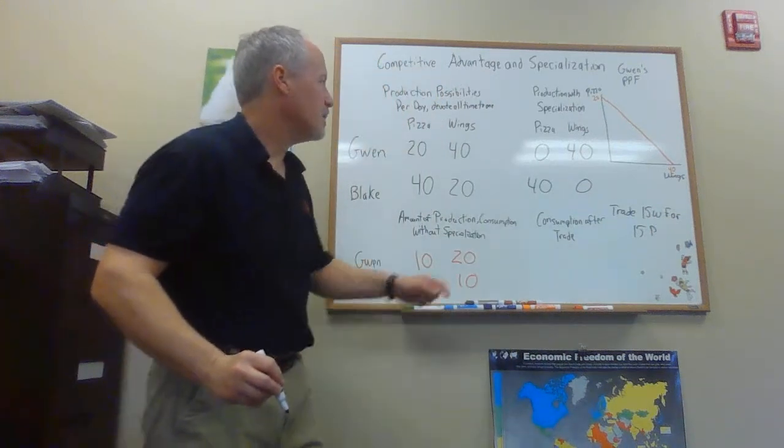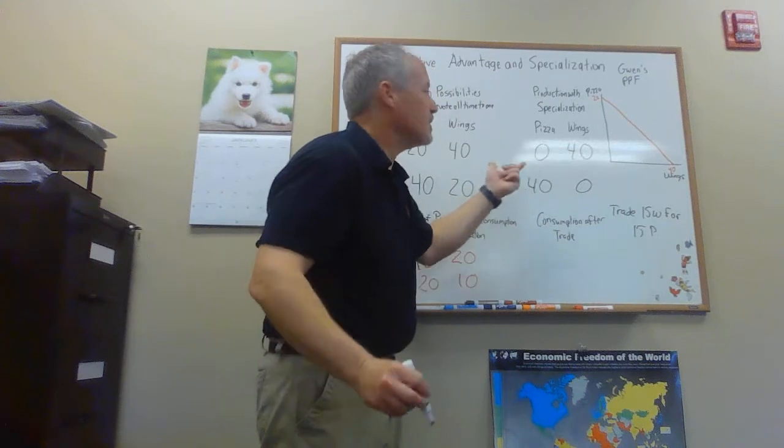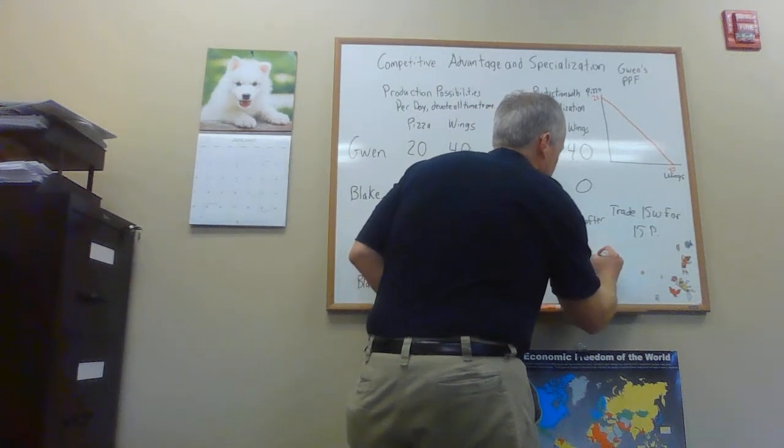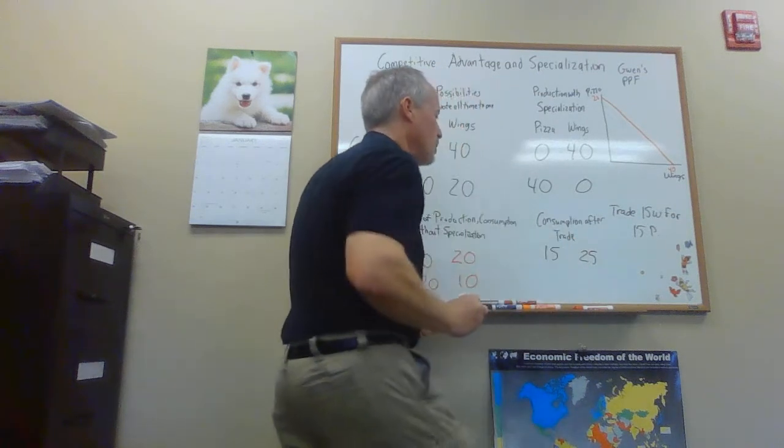15 wings for 15 pizzas. So Gwen had 40 wings. You'd have to take 15 away. She's left with 25. But she gets 15 wings back from Blake.